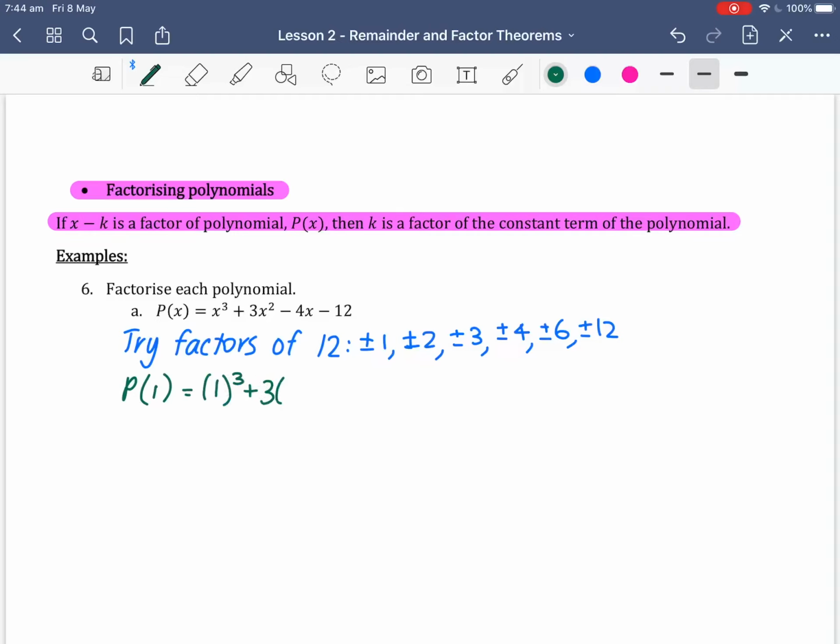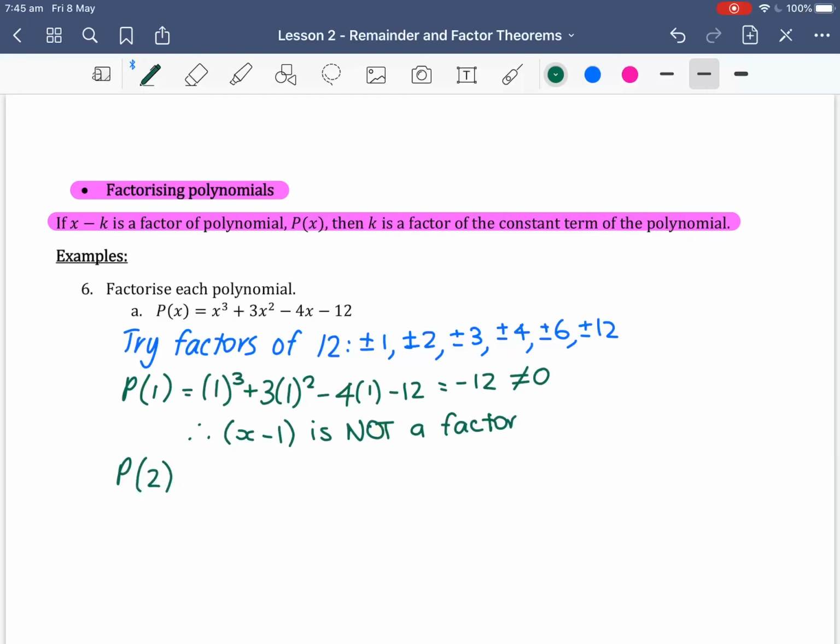So when we sub that in, we'll have 1 cubed plus 3 times 1 squared minus 4 times 1 minus 12. Now that equals negative 12, so that can't equal 0. So therefore, x minus 1 is not a factor. So then we try something else.